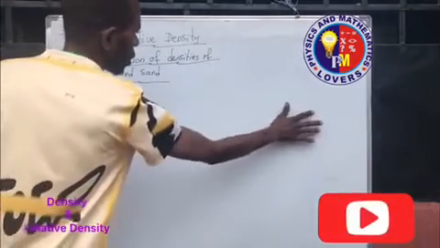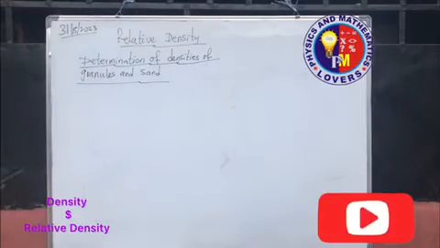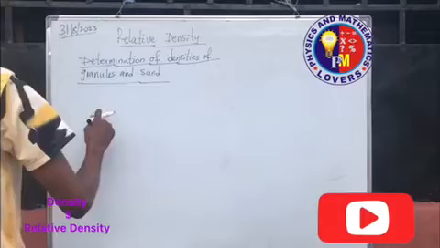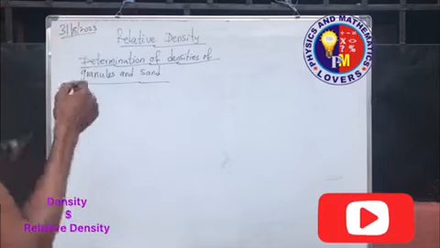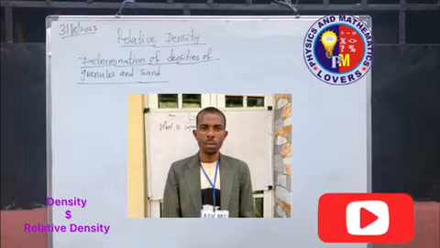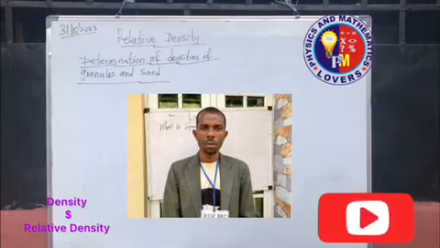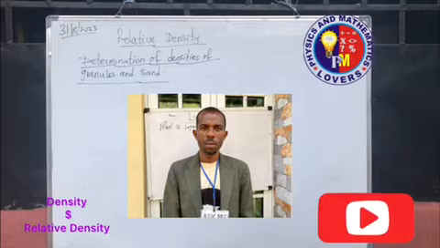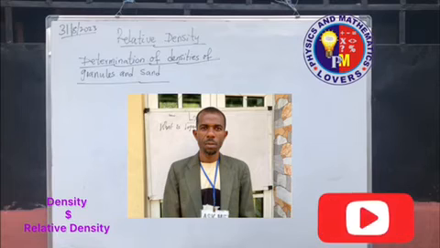And also today we have to look at the relative density. When we talk about relative density, we are actually comparing the densities of two substances. For example, if I have a particular substance and I wish to compare the density of that substance to another, we call that relative density. It's quite different from the main density we have been talking about. But today, let's look at the general definition of relative density.